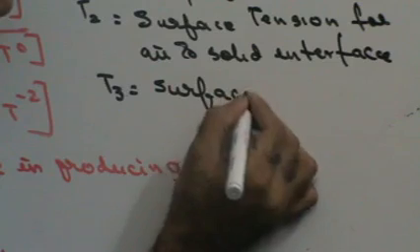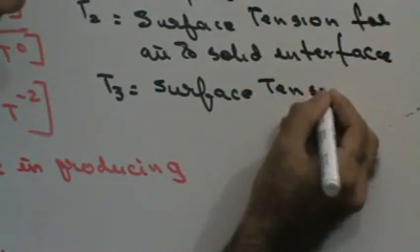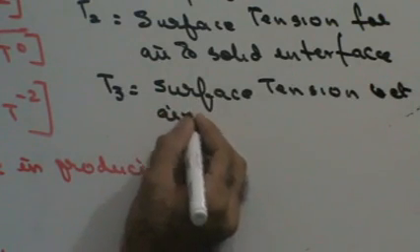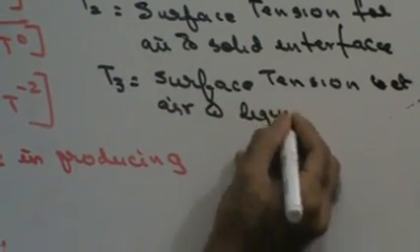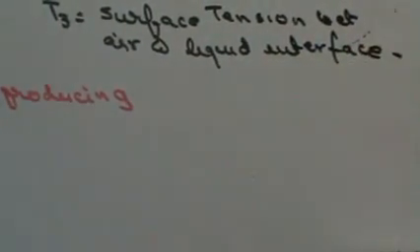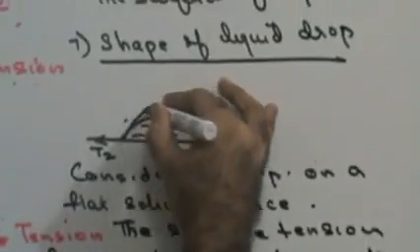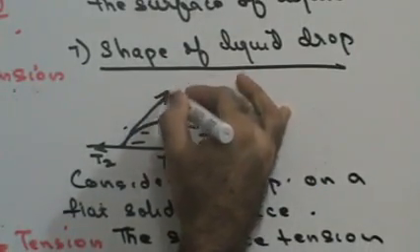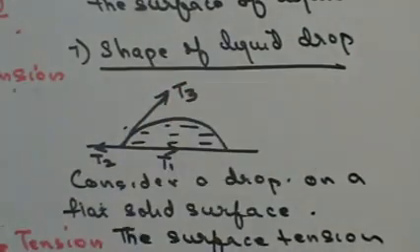Surface tension between air and liquid interface. Right? So let's assume that T3 is going to act tangentially at the point of contact. So these are the three forces that are going to be acting on the liquid drop.